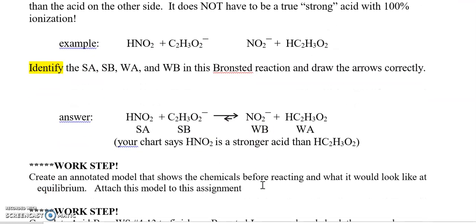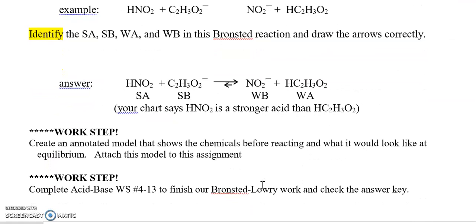Okay. So it's time for your assignment, if you're actually doing the assignment here. The first thing you're going to do is create an annotated model for this reaction, and that you're going to attach to this assignment. That's what you'll be handing in today. I also want you to complete the acid-base worksheet section on the Bronsted Lowry theory and check the answer key. So you should have all the skills to do that now.